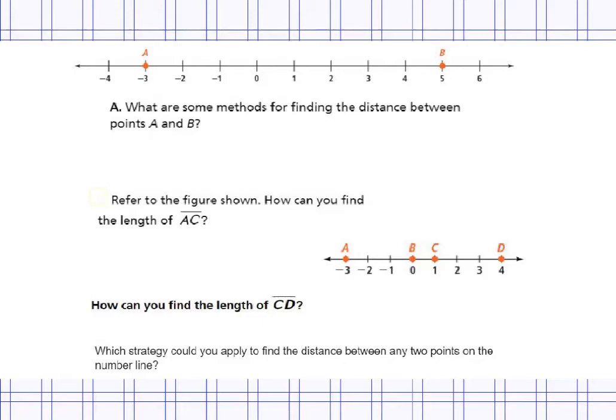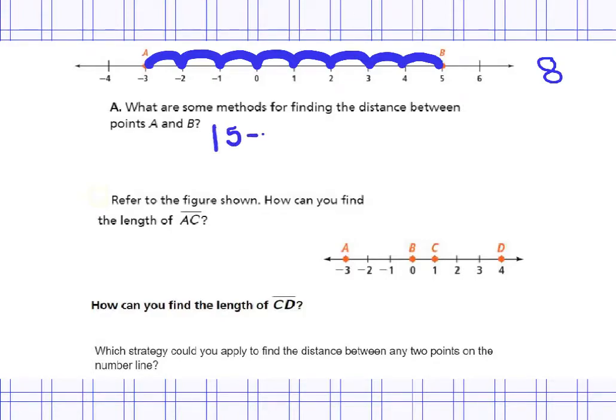So what are some methods for finding the distance between A and B? One method is simply to count. If we start at -3 and we count to 5, we can see here that there's 8 spaces. However, when the numbers get more complicated, it's much easier to use a more mathematical approach. The best way of doing this is to label the 2 values, subtract them, and make sure that you take the absolute value of that answer.